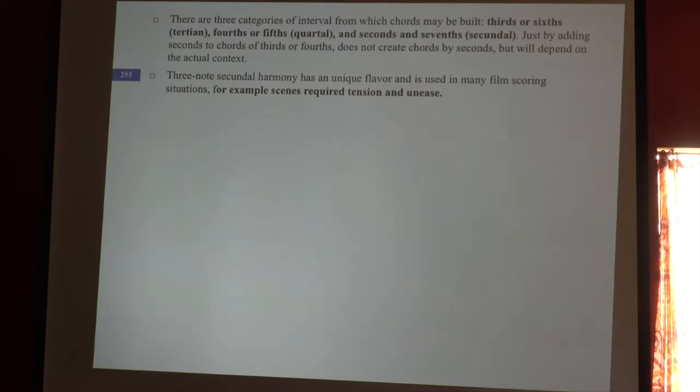seconds and sevenths. Now, just by adding seconds to chords of thirds or fourths, it doesn't necessarily create chords by second. It really depends on the context. So much of what we're learning in this course is that context gives you the actual effects, right? Chords by fourth, if it's in a diatonic context, may sound like it needs to be resolving, but a fourth, if it's in a contemporary or a chromatic context, will feel completely normal.